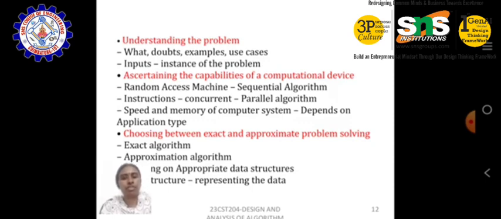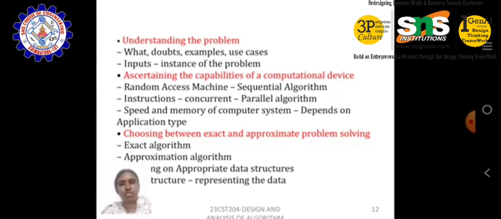Break the problem into subproblems. It means large problems are often made of smaller subproblems. Breaking the problem into parts allows you to address one issue at a time. Then, choosing the right approach.